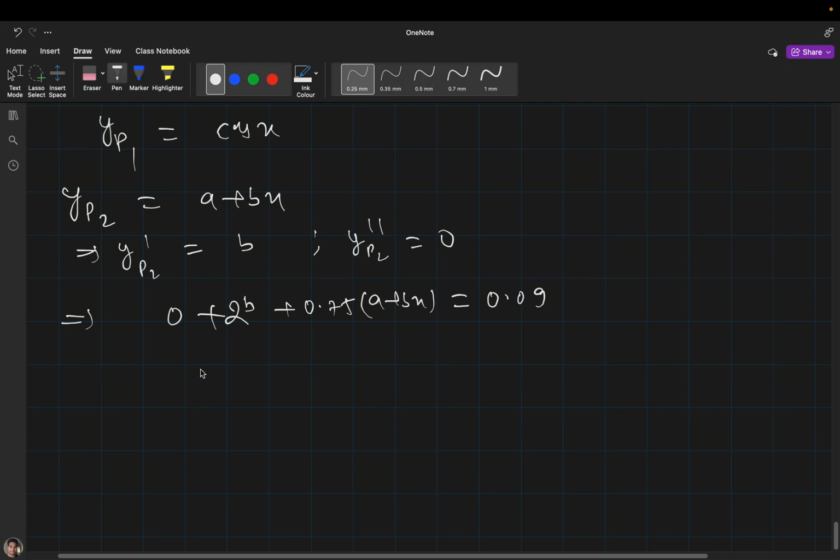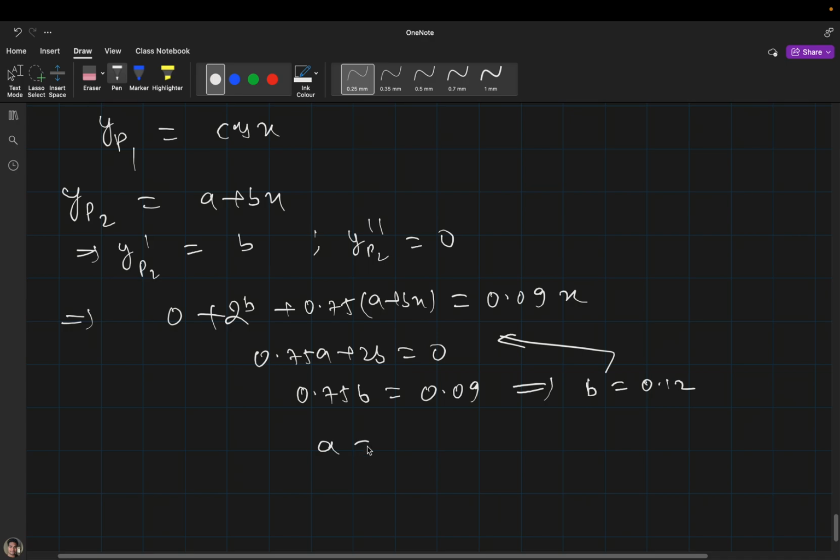Okay, if you compare, you will get 0.75a plus 2b equal to 0. And if you compare the coefficient for b, you will get 0.75b, and that is x, no? So that will be 0.09. Okay, so from here, if you solve it, you will get b equal to 0.09 divided by 0.75, that is 0.12. And if you substitute this into this, you will get a equal to minus 0.32.